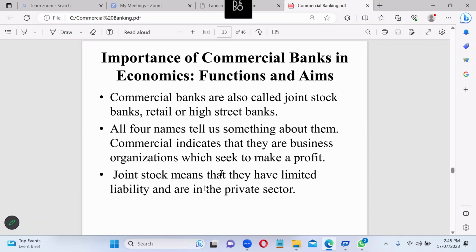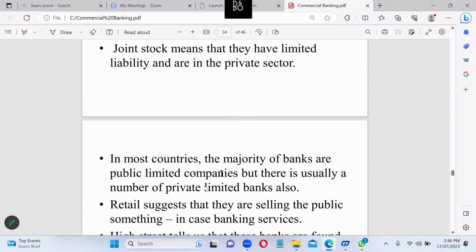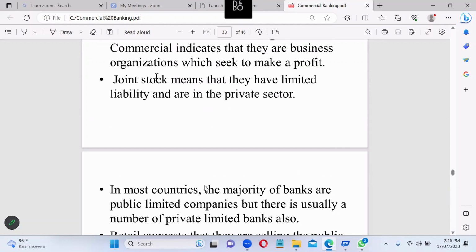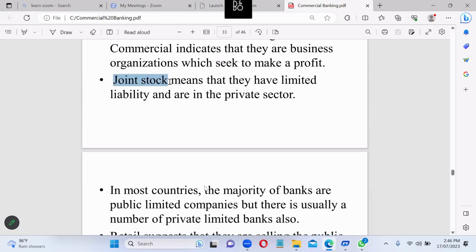So stock means that they have limited liabilities and are in the private sector. In most countries, the majority of banks are public limited, though there are also a number of private limited banks. Among the public limited, there are a huge number of private shareholders. That is why we call banks semi-government, not only fully government. That's the term joint stock for the commercial bank.